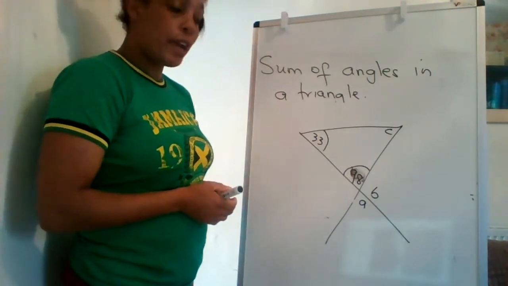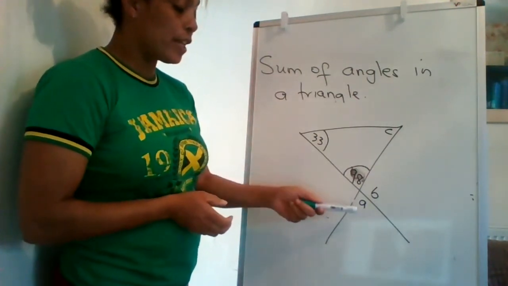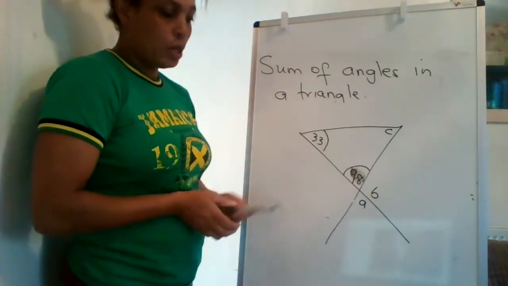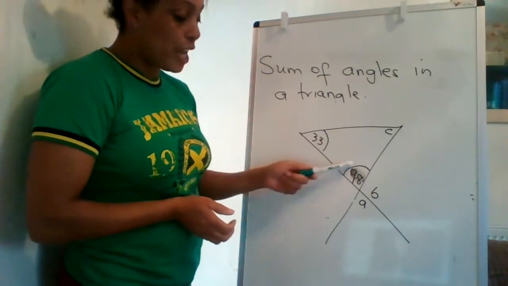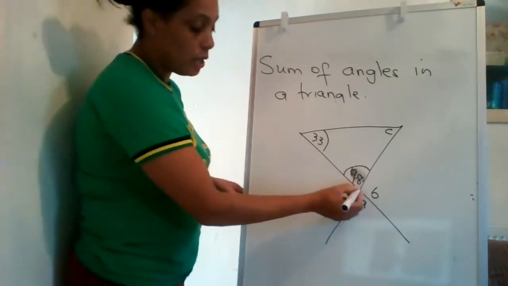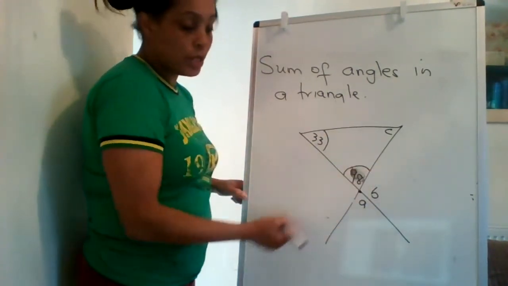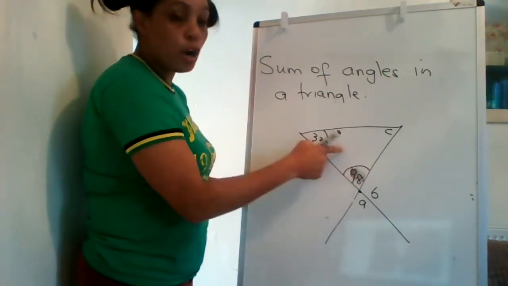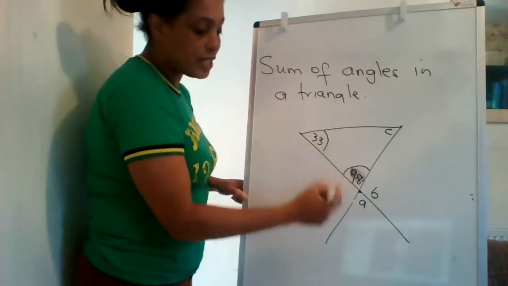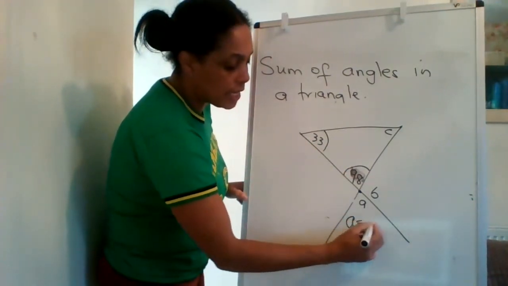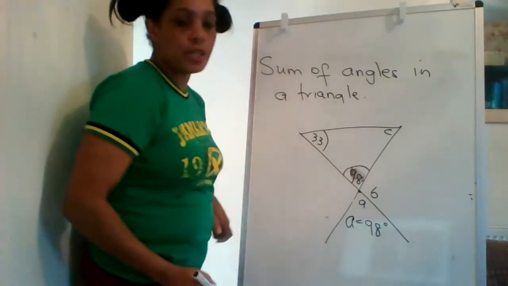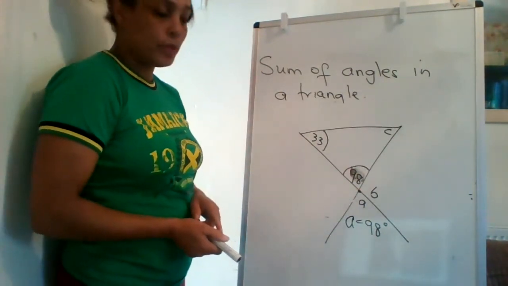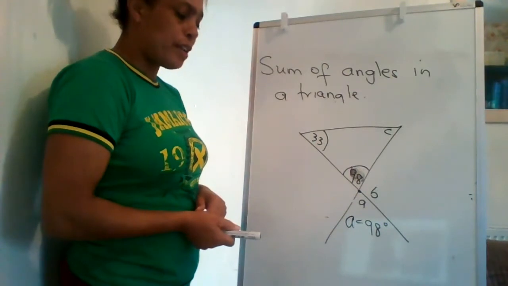It depends on which one you want to find first. Let us decide that we're going to find A first. If we're going to find A first, what facts do you know? Here we have two lines crossing. There is the turning point. Here we have vertically opposite angles. So if that is 98, that means A is equal to 98 degrees as well. Now, we want to find B. There are different ways we could find B.